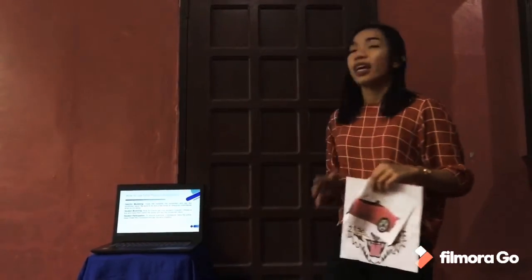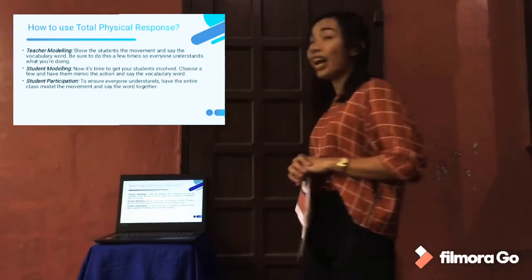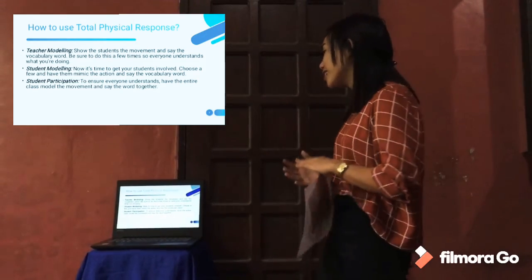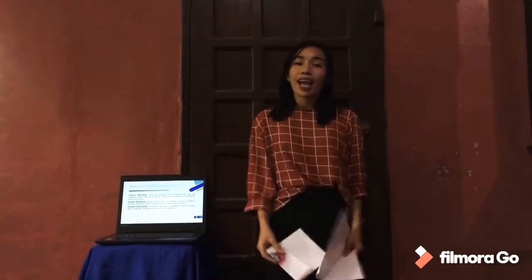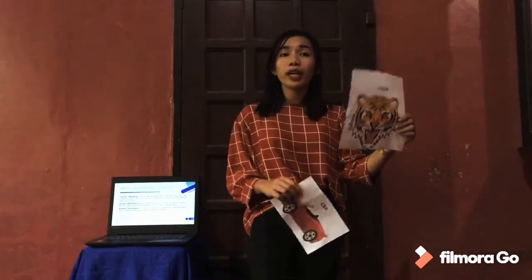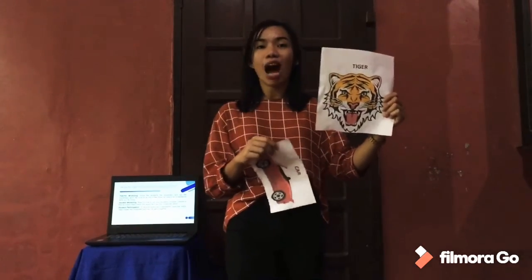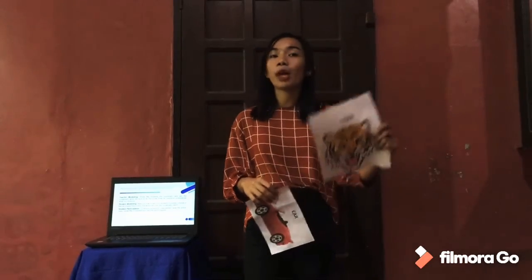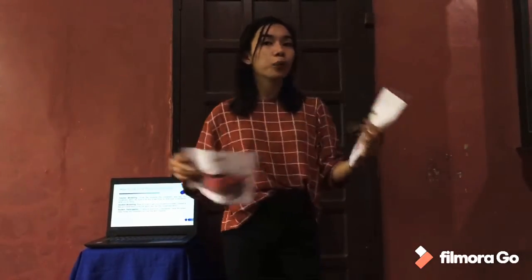And the fourth one is student participation. To ensure everyone understands, have the entire class model the movement and say the word together. For student participation, I am going to let them act it out. For example, I will raise this tiger and let them do the action together with the word.